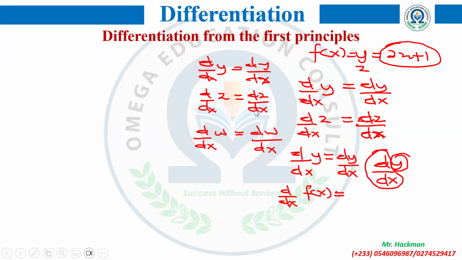So d/dx of f of x will be df(x)/dx. Is that not it? Yes. Whatever you have here will be attached to this, so it will be df(x)/dx. Is that clear? However, we don't write it this way. We have a better notation for it, and this will be equal to f prime of x.